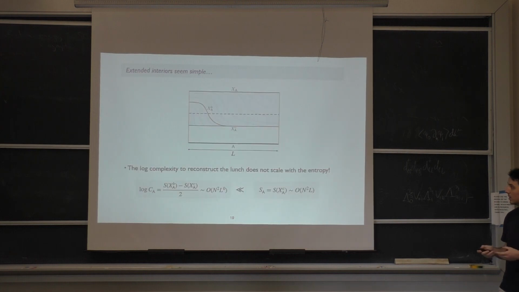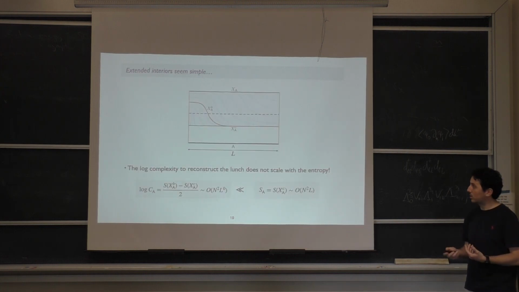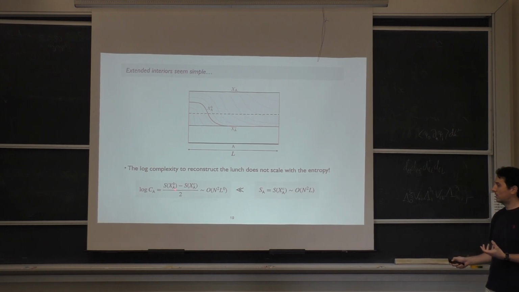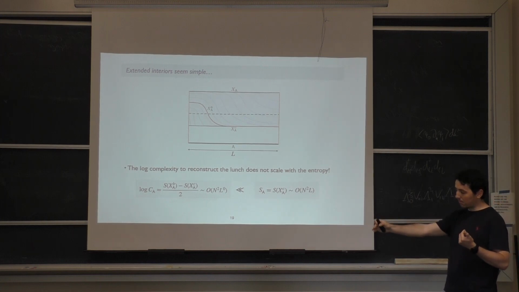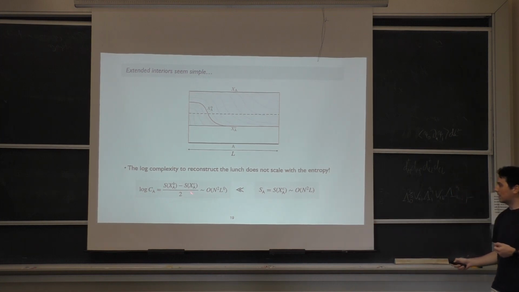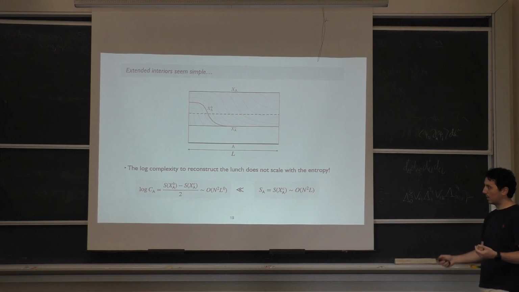So what this means is that if we take the Python's lunch conjecture seriously, the log complexity to reconstruct this interior, given the operators in subregion A, is just the difference between the generalized entropy of the bulge and the constriction, and this doesn't seem to scale extensively with the size of the transverse dimension. Okay, so it scales as N squared, obviously, because it's a difference in areas, but as N to the 0. It doesn't scale with L.